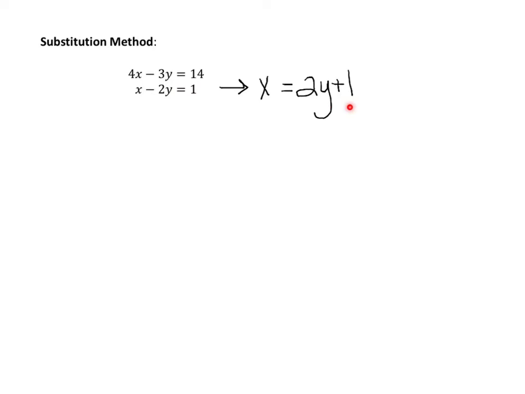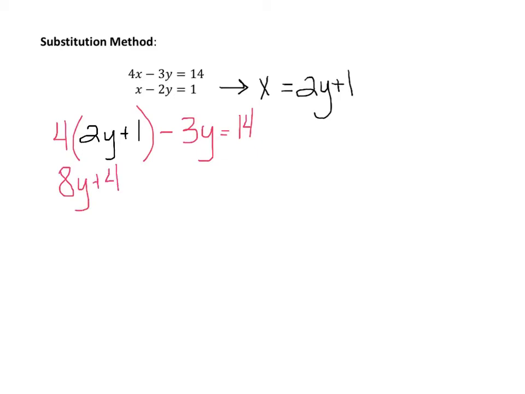Once we've done that, all of this that x is equal to goes in place of x in the other equation. So I now have 4 times all that stuff that is x, 2y plus 1, and I recommend you always put that in parentheses, minus 3y equals 14. Here I just distributed 4 times 2y, 4 times 1.